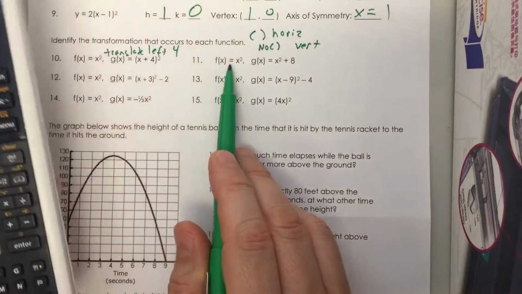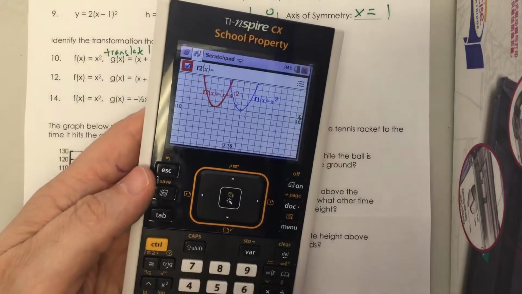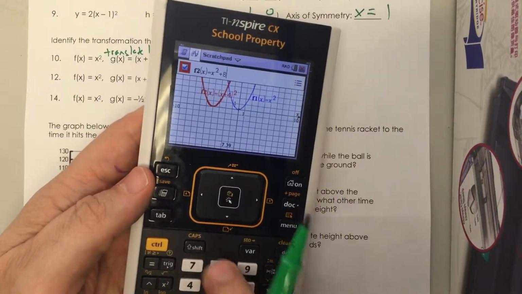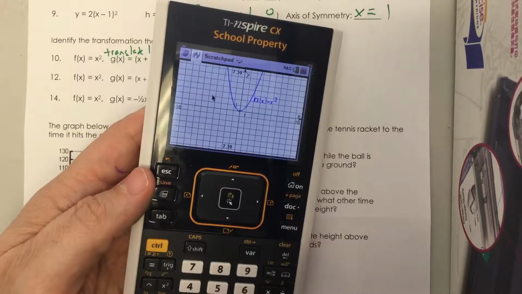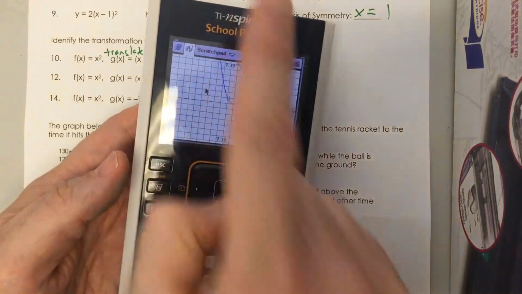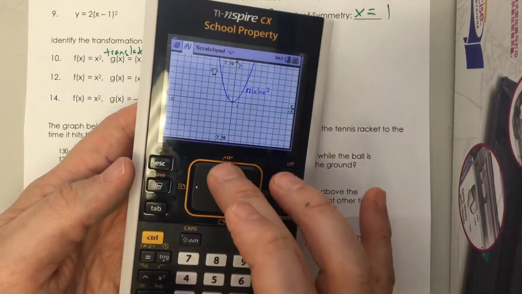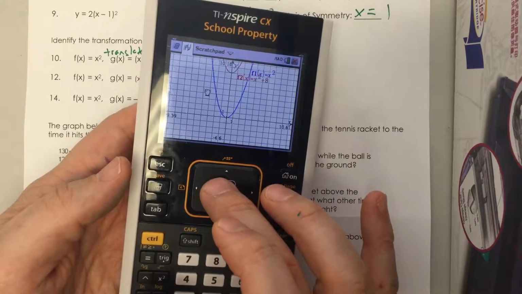Okay, so I have my parent function. My new one is x squared plus 8. X squared plus 8. Where'd it go? It's gone. No, it's not gone. It went up 8. And you can either zoom out or you can click, get your little hand, and drag, and there it is.